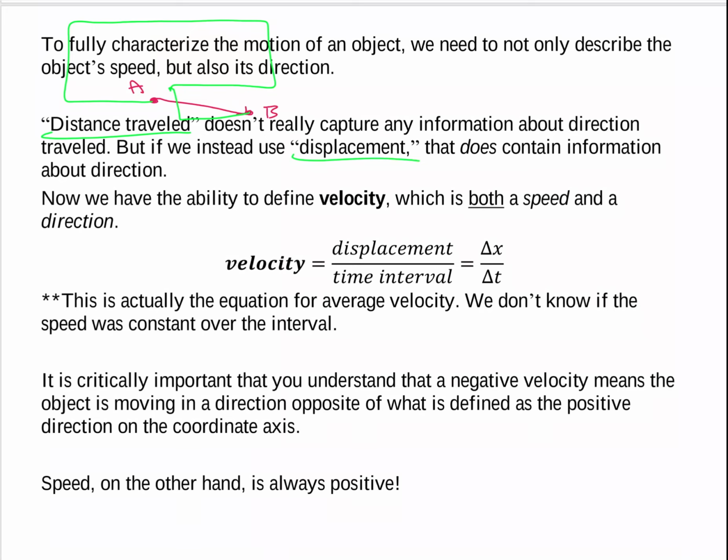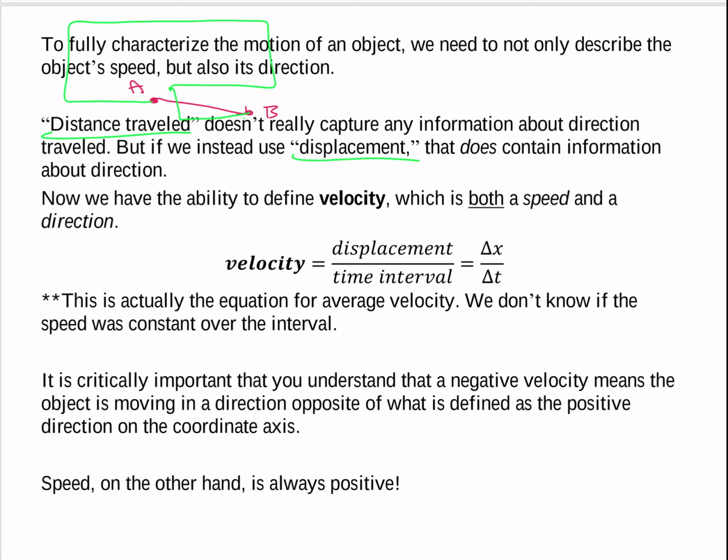Okay? All right. So displacement does contain information about direction. My displacement here was maybe 1 mile, and if this was north, south, east, west, it looks like I went definitely east and then south of that, right? So I went south of east, okay?